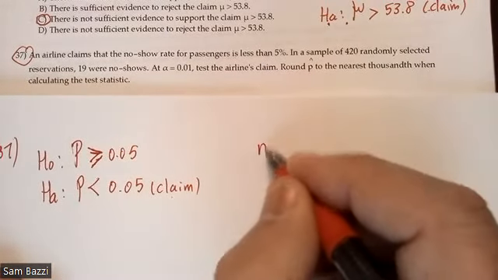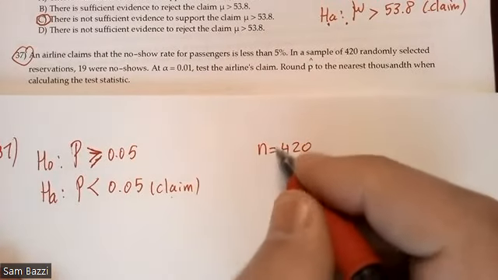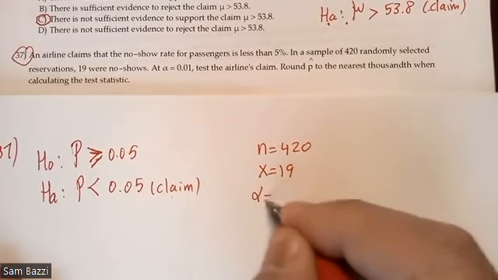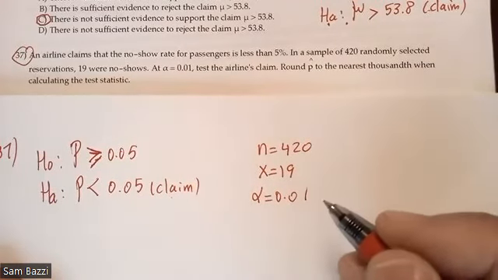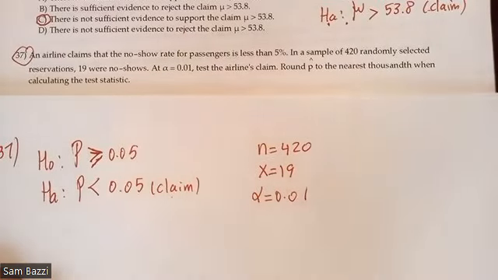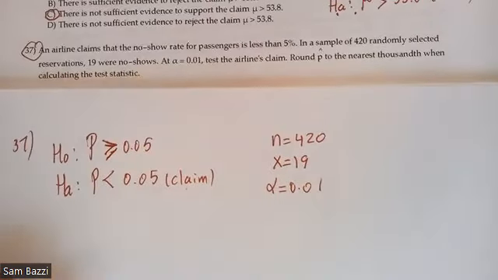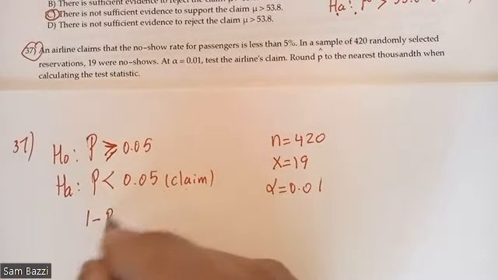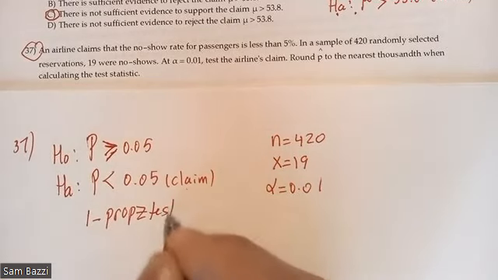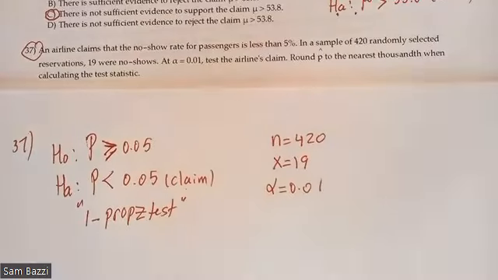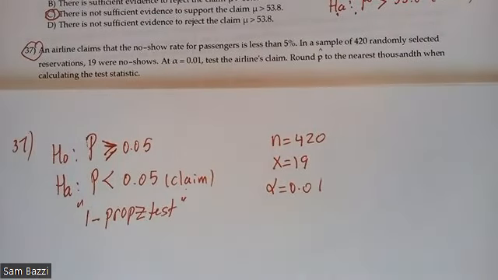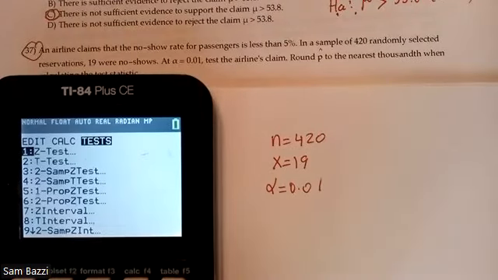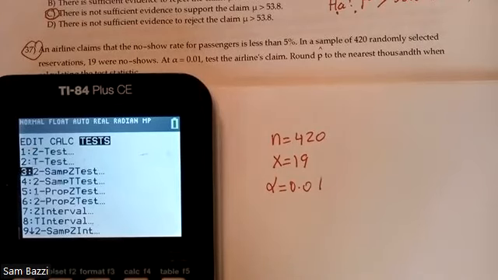In a sample of 420, so n is 420, 19 were no show, so x is 19, number of successes. At alpha equals 0.01, test the claim. So we're gonna test the claim. Let me show you how we're gonna test this one. This is a claim about a proportion, guys. So we use one prop Z test to test it and find the p-value. So let's show you how we're gonna perform this one. Okay, you go to stat, you go to tests, and one prop Z test. It's number 5, guys.